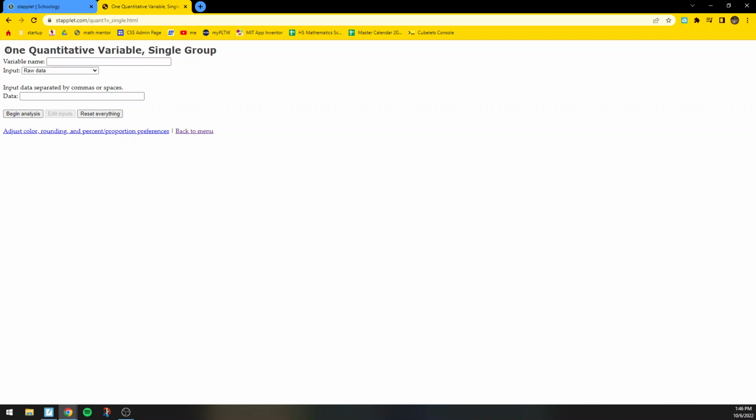This says one quantitative variable, single group. Basically, there's this cool website called Statlet, and there's a bunch of different options, and I just brought you into the one that we need for this class. So what you'll do is first you'll have variable names. This is whatever your question was. So, how many minutes does it take you to get ready in the morning? That could be your question, or whatever your question is. You're going to leave input as raw data, so you don't even need to click that.